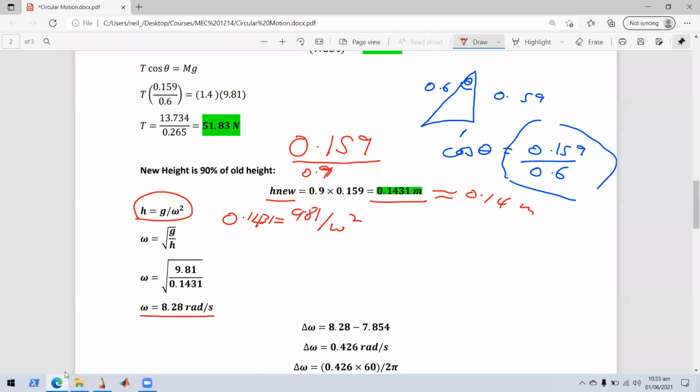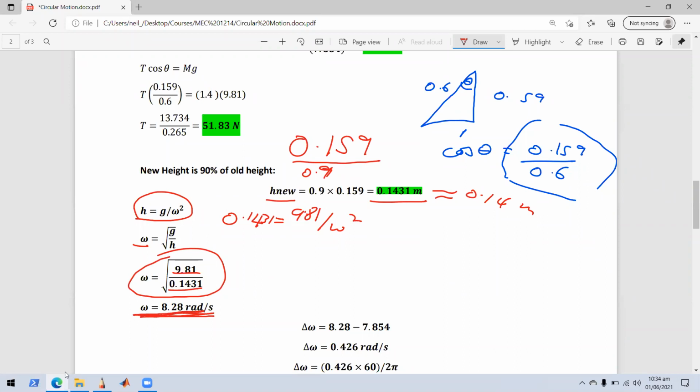But what we're going to have to do to get omega is manipulate this a little bit. We're going to have to carry over the omega, bring this over, square root both sides to get rid of this square. And we're going to end up with something like this: omega is equal to the square root of G divided by H. Plug 9.81 in and 0.1431. Plug all of this into a calculator, and you should get omega is equal to 8.28 rads per second.